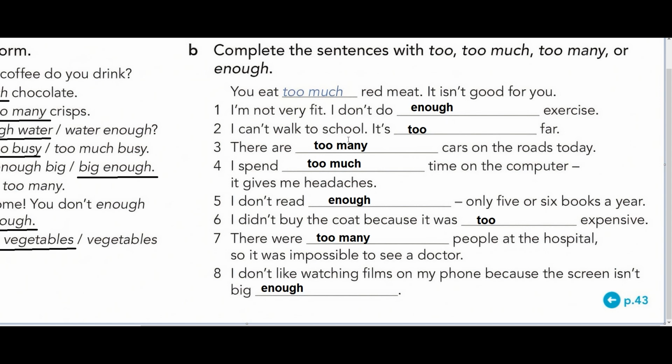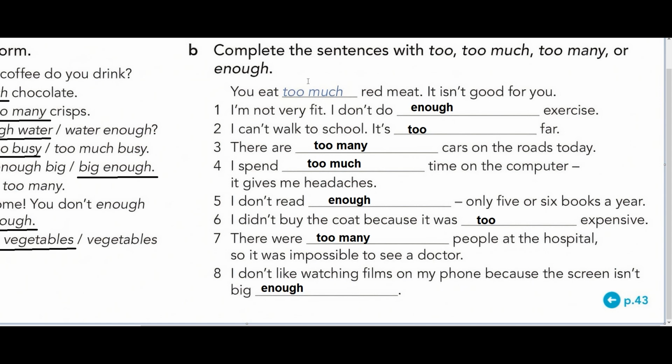I can't walk to school. It's too far. There are too many cars on the roads today. I spend too much time on the computer. It gives me headaches. I don't read enough, only 5 or 6 books a year. I didn't buy the coat because it was too expensive. There were too many people at the hospital, so it was impossible to see a doctor. I don't like watching films on my phone because the screen isn't big enough.